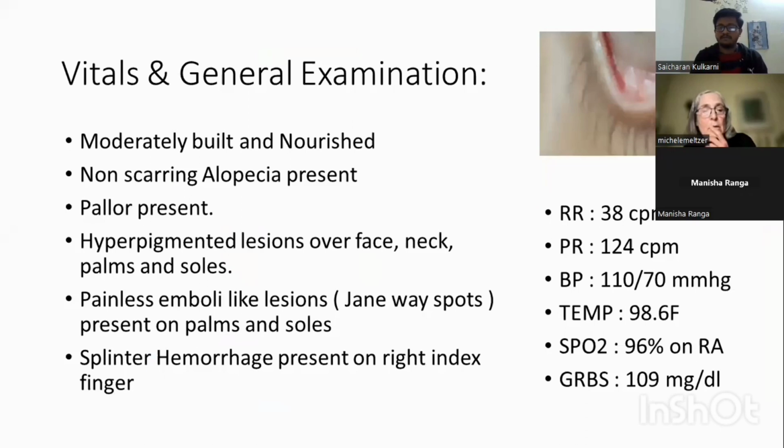So these are the presenting vitals, ma'am. She was quite tachypneic. Okay, so she's pretty sick. She's got a heart rate of 124 and a respiratory rate of 38. So she's very ill.